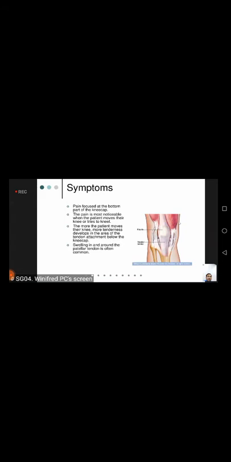This is the main reason for developing the pain, since the structures which are there around the patellar tendon, due to the swelling, they will compress the nearby structure, which causes the pain. That is why, in the patellar tendon, the swelling will cause the pain. So all these are the inflammatory signs. These are the symptoms basically we get when we have a patient of patellar tendinitis.